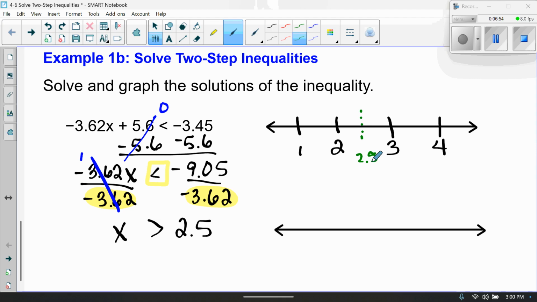And what kind of circle am I going to have at 2.5? We'll have an open circle. And which way are we shading on the number line? To the right, because it's greater than. Is everybody clear?